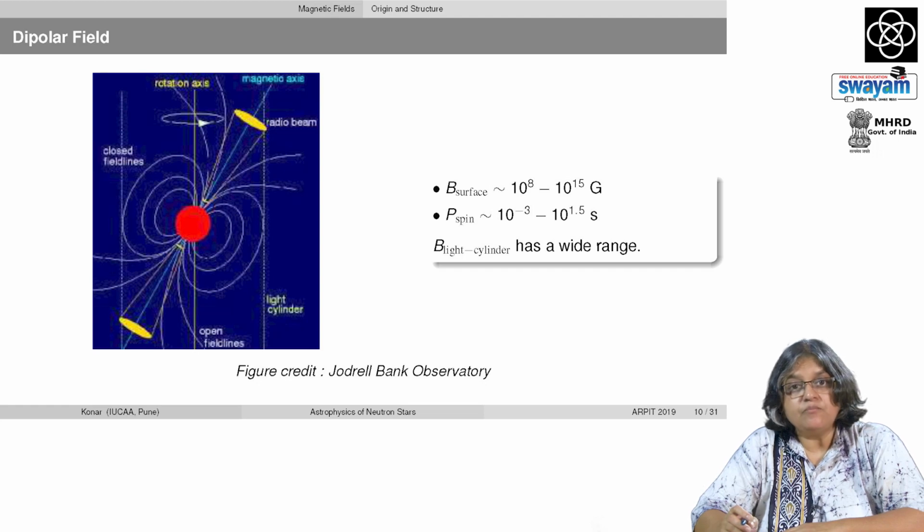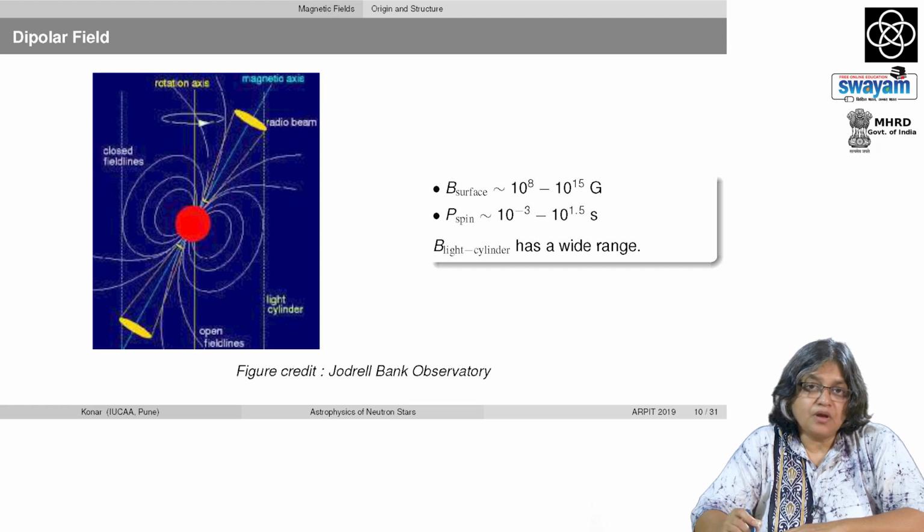Now, one must remember that the angle between the magnetic field and the rotation axis varies from neutron star to neutron star. This angle, known as the inclination angle, could even be 0, that is, the rotation axis and the magnetic axis could be aligned, or it could be 90 degrees, completely misaligned, orthogonal to each other.